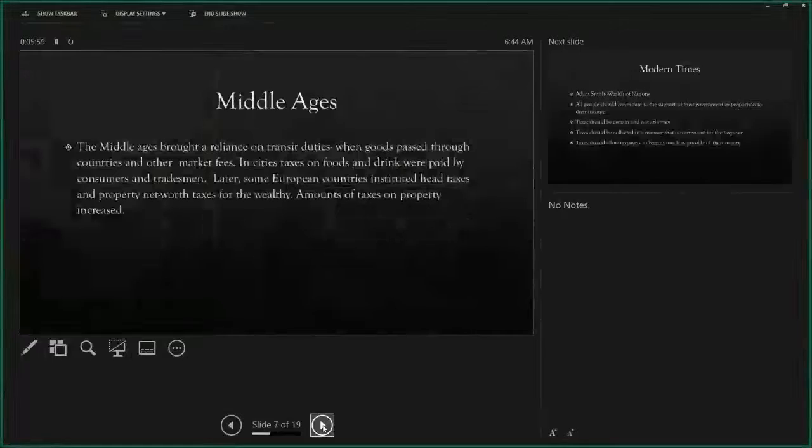During the Middle Ages, there was a reliance on transit duties, and those are when goods passed through countries. They would have what's called a transit duty or other market fees. In cities, there were taxes on food and drink, and those were paid by consumers and tradesmen alike. Later, some European countries instituted head taxes, which had been done earlier, as we talked about, and property taxes, and also property and net worth taxes for the wealthy. Amounts of taxes on property increased over time.